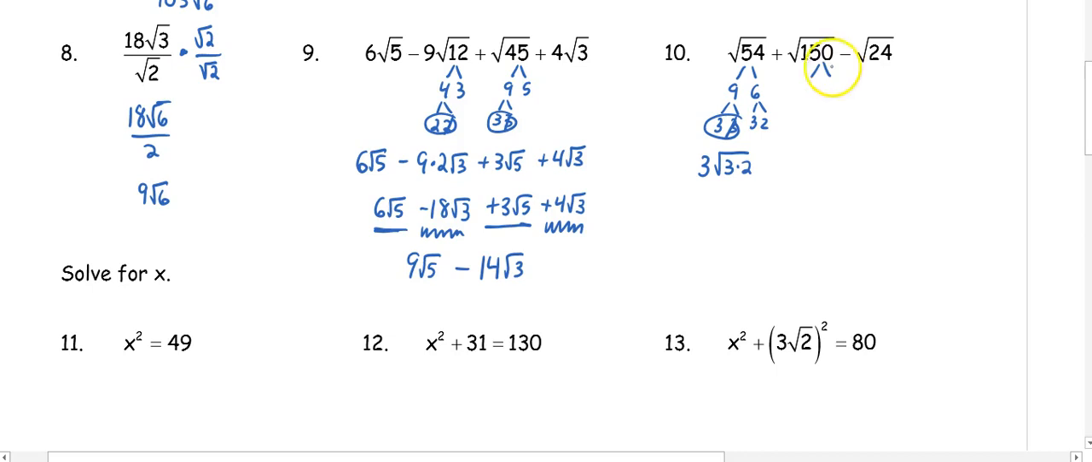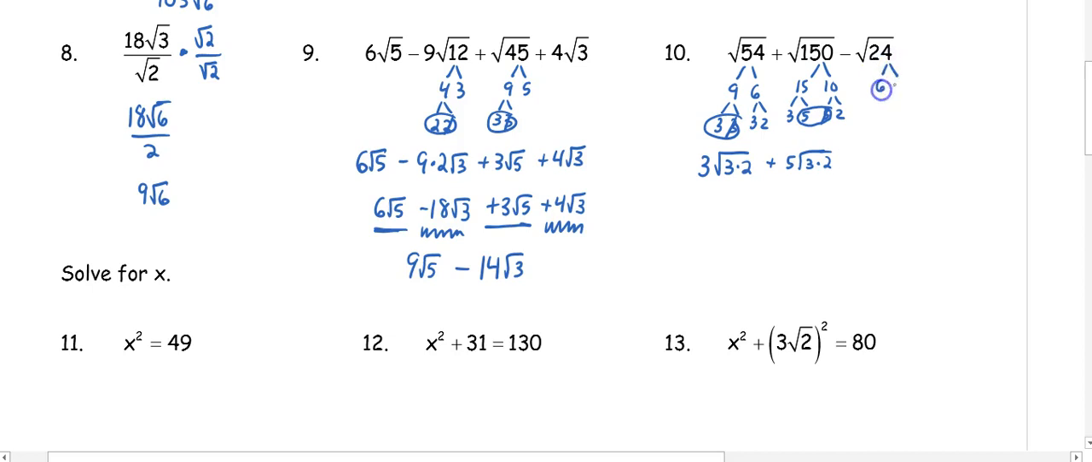Two numbers that multiply to 150 are 15 and 10. 15 breaks to 3 and 5. 10 breaks to 5 and 2. So we have a pair of 5's and a 3 and a 2 left over.